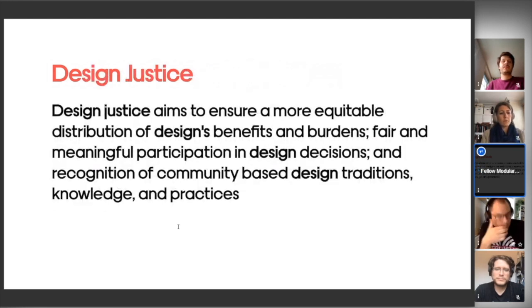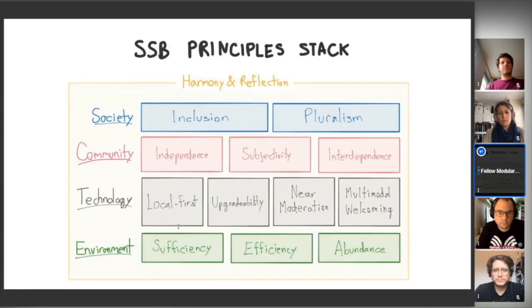One of the central aims we've talked about as we design Scuttlebutt is that we have a design justice view for how we're doing it, where we look at the benefits and burdens, what's fair, and how we make fair and meaningful participation in design decisions of the platform. When we've had developer meetings, we made sure that we had not just developers there, but a bunch of different communities that we intend to serve and work with participating in the design and direction of the protocol and the applications. To do that, we laid out a series of principles. So we have principles for society.